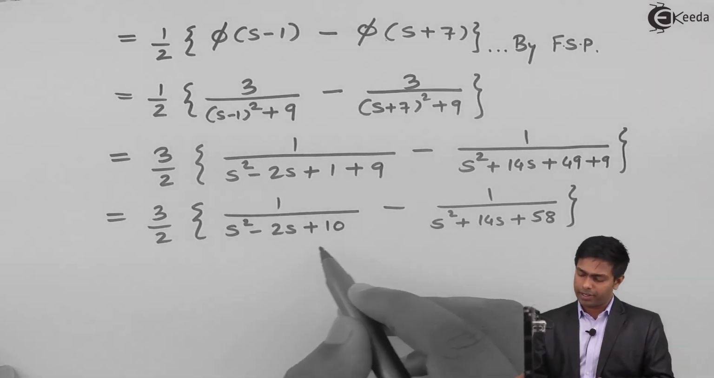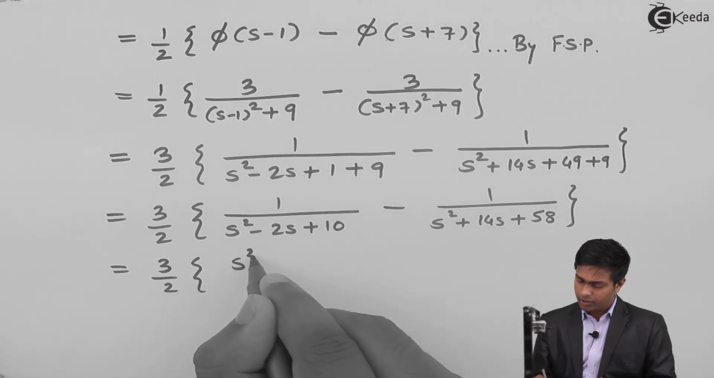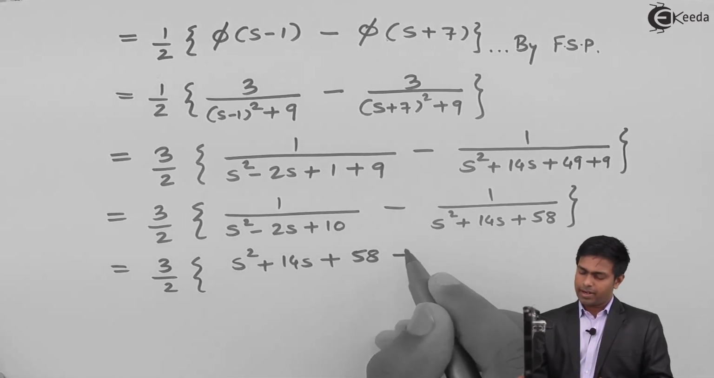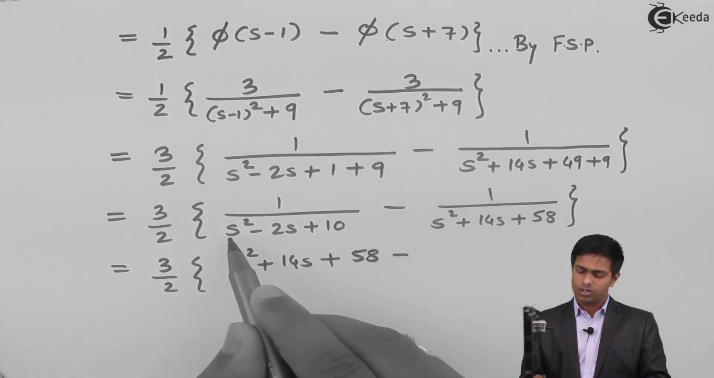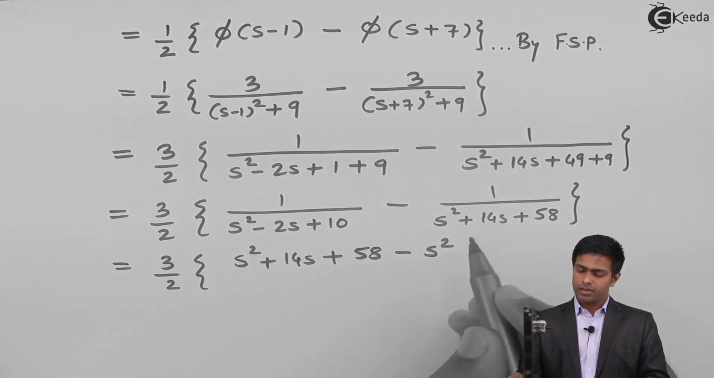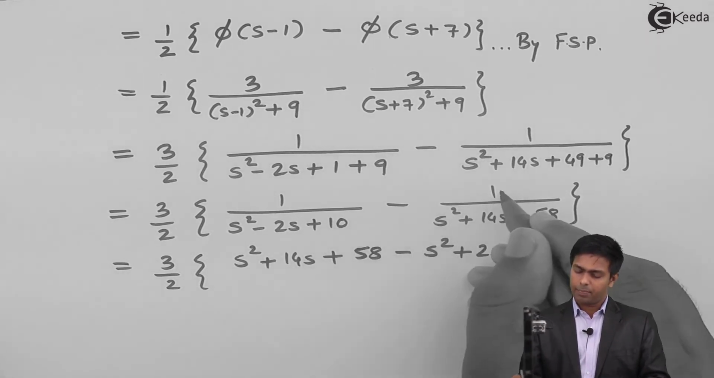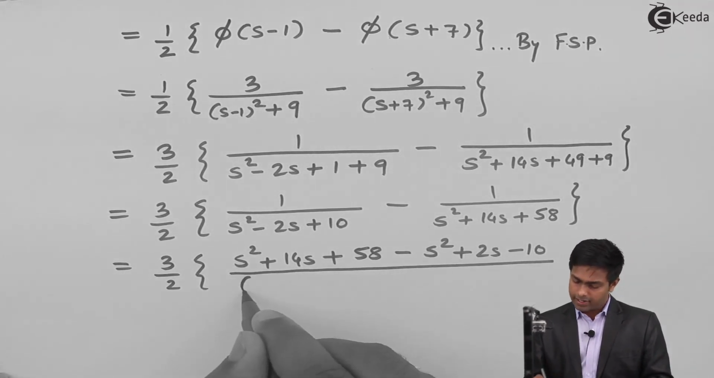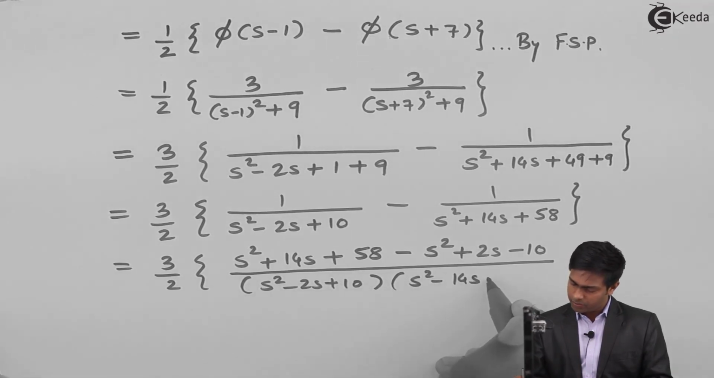Now let's do the cross multiplication. So we will get 3 by 2 into s square plus 14s plus 58 minus 1 into this. The sign will change since we have a negative sign outside. So this will become s square, and because of the minus sign that will become negative s square. Then 1 into minus 2s is minus 2s, and because of the minus sign we get plus 2s, and plus 10 will become minus 10, upon s square minus 2s plus 10 into s square plus 14s plus 58.